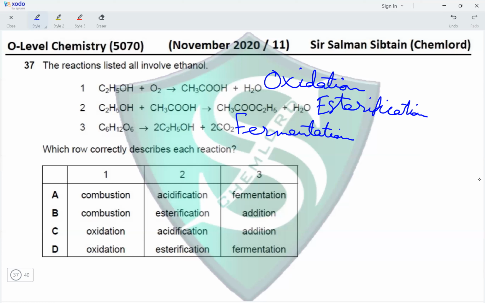Okay, so which row correctly describes each reaction? First one is oxidation. So A and B have been eliminated. C and D contain oxidation. Second one is esterification. C contains acidification. D contains esterification. So D is correct. And the last one is fermentation, which is also correct for D, making D the correct option for this question.